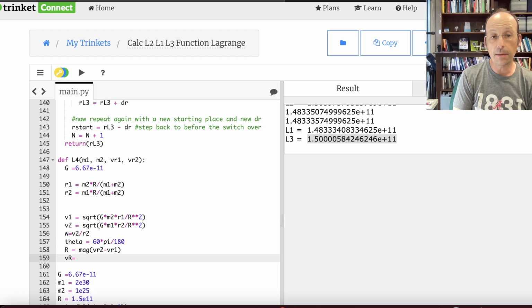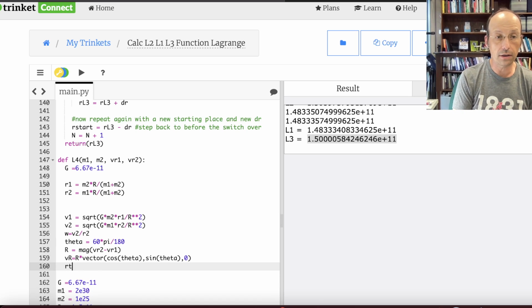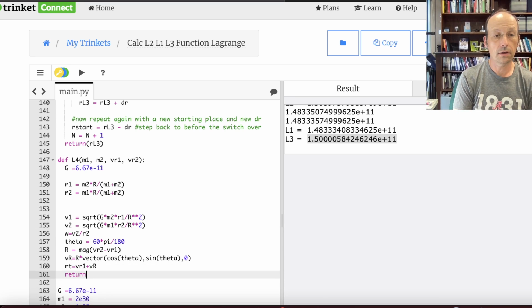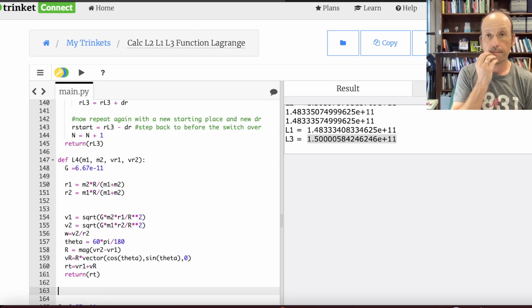So now I can say the same thing I said before, R times vector cosine theta, sine theta, 0. And this shouldn't matter where these things are. Now I can calculate that RT. It's going to be VR1, that's vector for R1, plus VR. And that's what I want. Now I can return RT as a vector. So let's try this out.